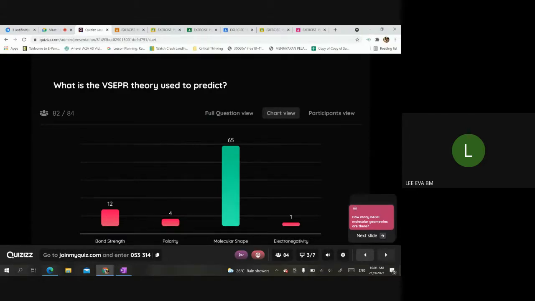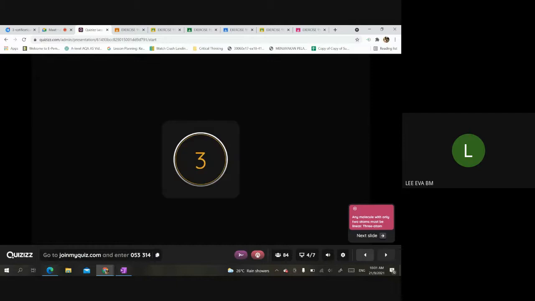Oh, bila masa Madam cakap pasal bond strength. Vesper Theory is for today's lesson. Bond strength is the other day. So molecular shape is what we use the Vesper Theory for. And next questions.